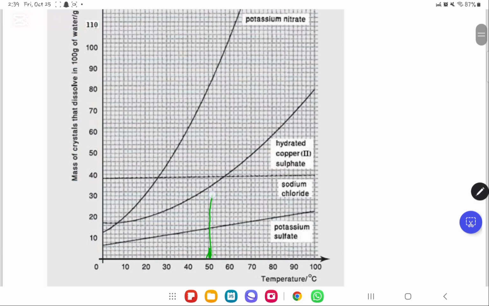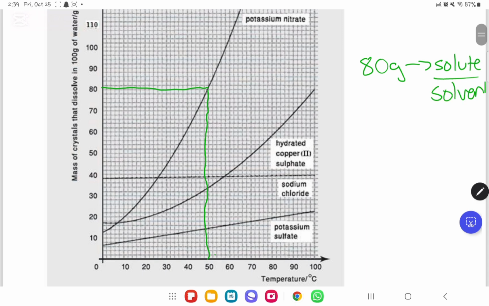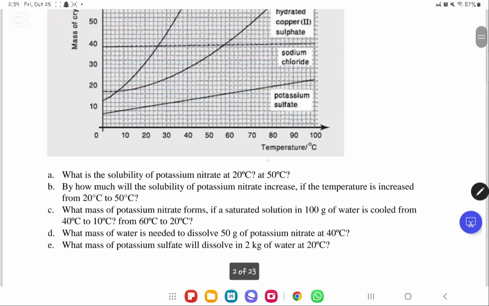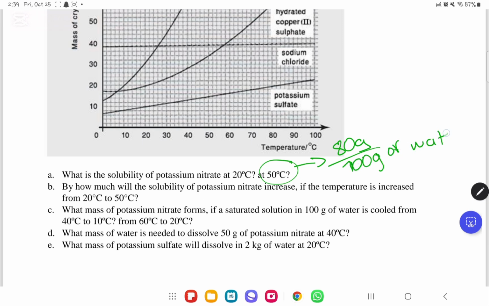Now at 50 degrees Celsius, let's do the very same thing. From 50 we're going to go to the potassium nitrate curve, then we're going to draw it like this. It is almost 80 grams, but this is the mass of the solute, and we know solubility is solute over solvent. We know that the mass is 100 grams of water, so the solvent is water. So that means the solubility of potassium nitrate at 50 degrees Celsius is 80 grams per 100 grams of water.